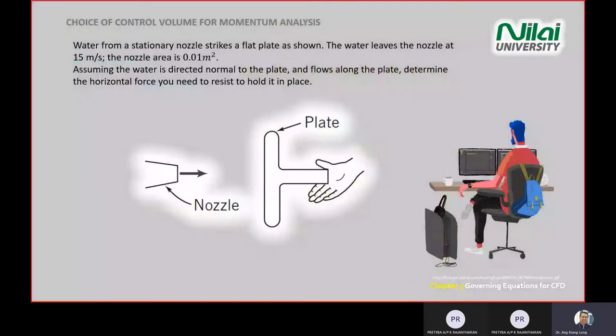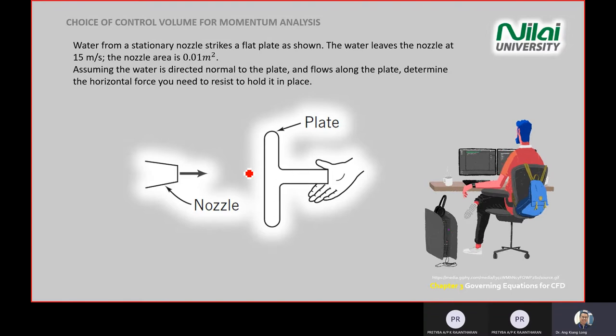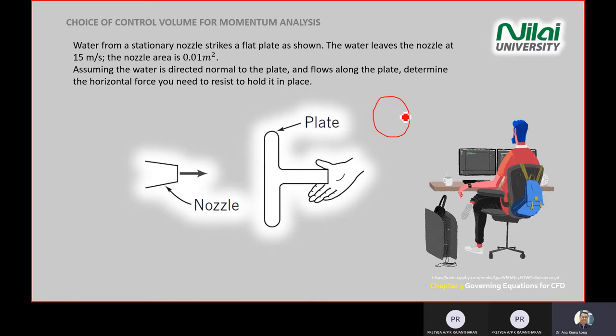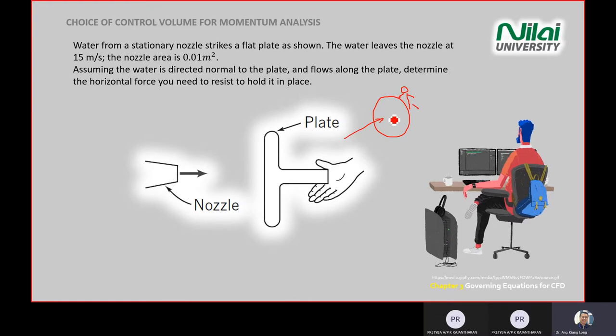Okay, we look at one example, which you can find in your handout. It will be question 38. So let's say we are holding a plate here with your hand, a cylindrical plate, and you're standing behind this plate, and somebody sprays water onto the surface here. Water from a stationary nozzle strikes the flat plate as shown. The water leaves the nozzle at 15 meters per second, which is here.